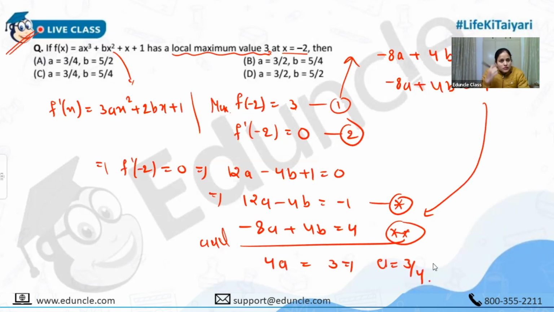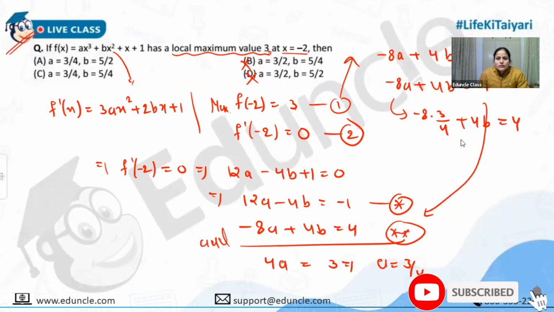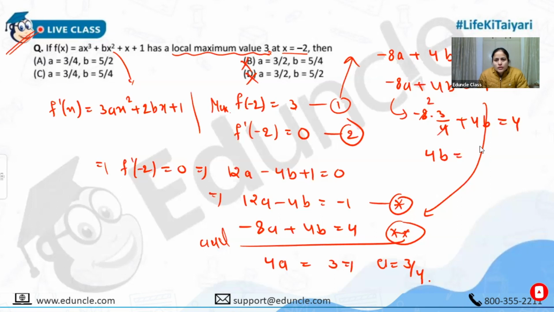A is equal to 3 by 4. So these two options have been discarded. As my a is 3 by 4, if I put it here, minus 8 times 3 by 4 plus 4b is equal to 4. So 4b is equal to 10, that is b is equal to 5 by 2. So our option A is correct. Yes, correct, option A is correct.